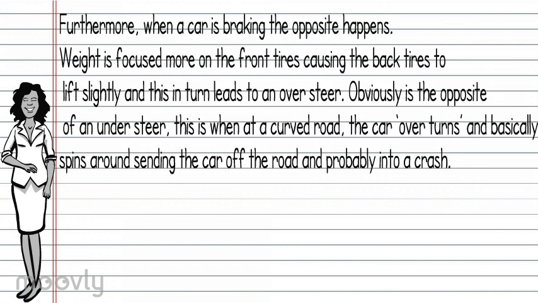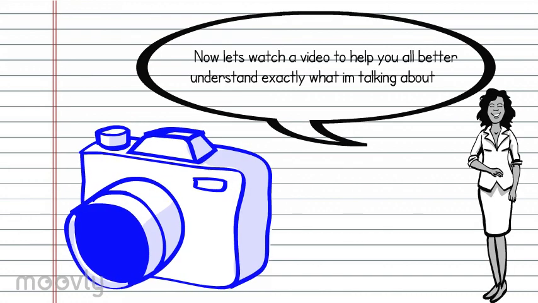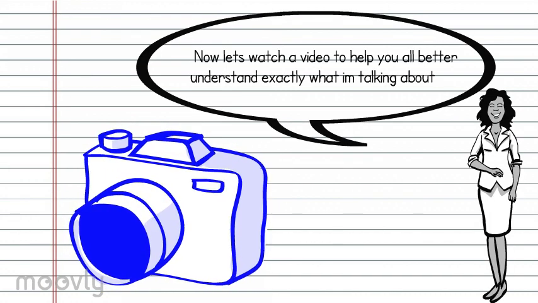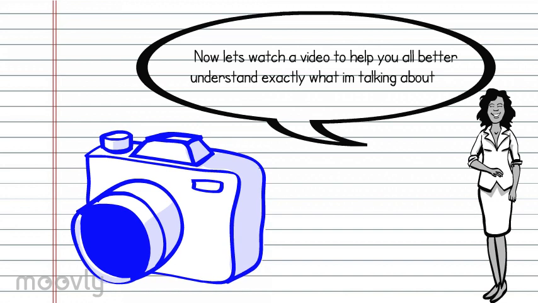Furthermore, when a car is braking, the opposite happens. Weight is focused more on the front tires, causing the back tires to lift slightly, and this in turn leads to oversteer, obviously the opposite of understeer. This is when, at a curved road, the car overturns and basically spins around, sending the car off the road and probably into a crash. Now let's watch a video to help you all better understand exactly what I'm talking about.